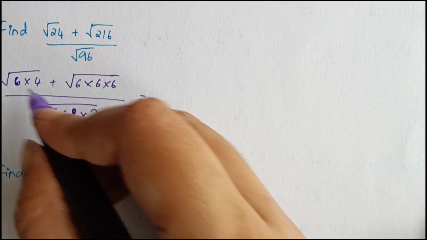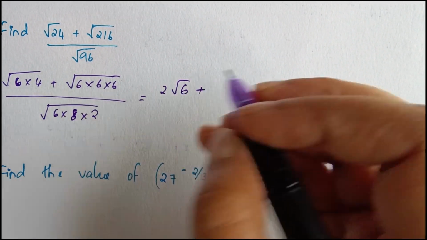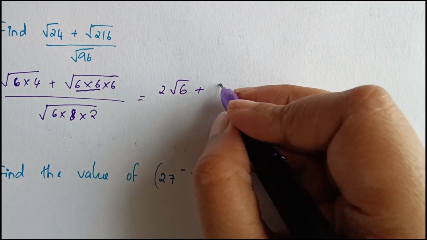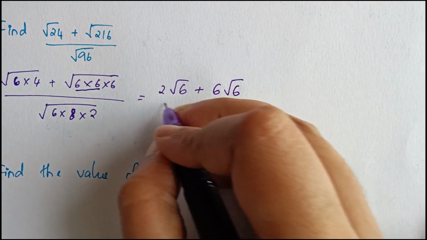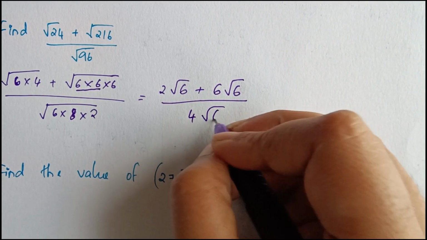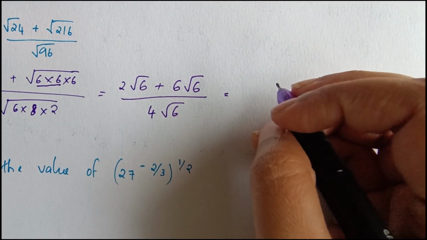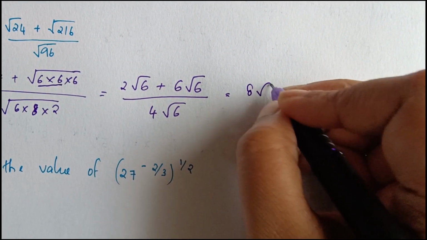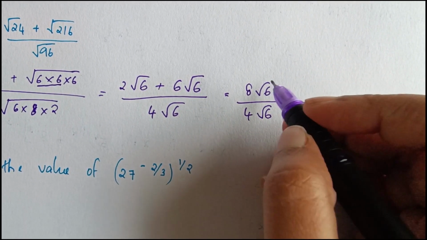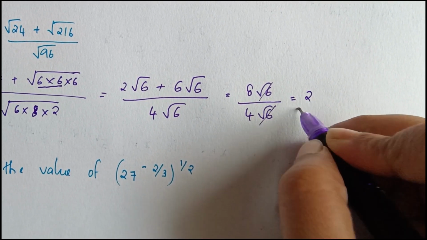So here root of 4 is 2. So 2 root 6 plus 6 cube means square root of 6 into 6 is 6. And we have 1 6 remaining. That is 6 root 6 divided by 4 root 6. So 2 root 6 plus 6 root 6 is 8 root 6 divided by 4 root 6. So root 6 and root 6 got cancelled. 8 divided by 4 is 2 is the answer.